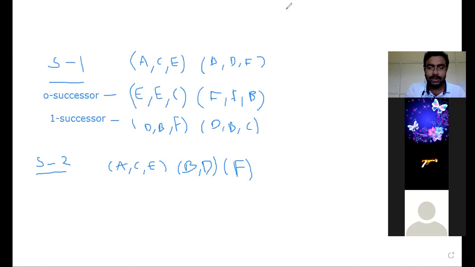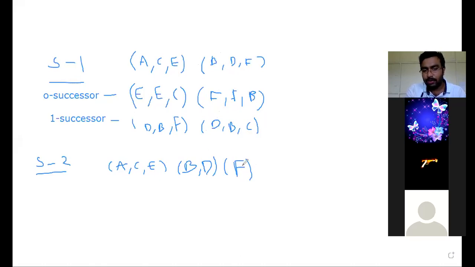But when I move to the states of the 0th successor of BDF and 1 successor of BDF, I check whether their next states are available in a single group or separate groups. F, F, B are available in a single group. So according to the 0th successor of BDF, there is no separation. But when I go to the 1 successor of BDF, D is available in this group. B is also available in the same group. But the next state of F, C, is available in the other group. BD is available in this group, but C is available in this group, students. So BD will be kept in a single group, F will be kept in the other group.